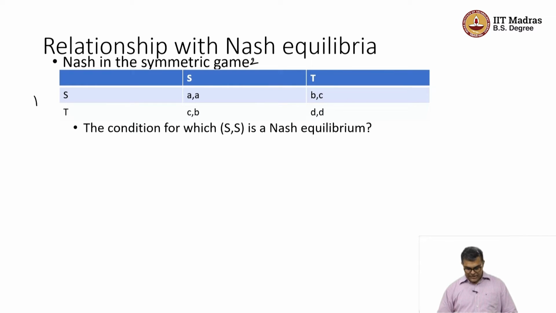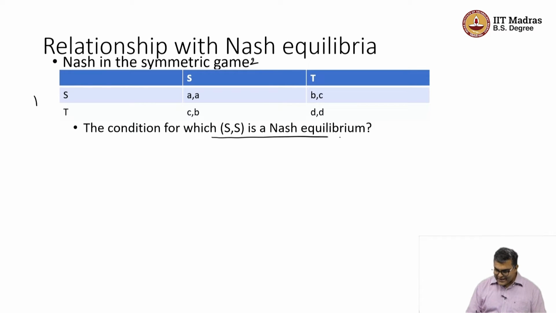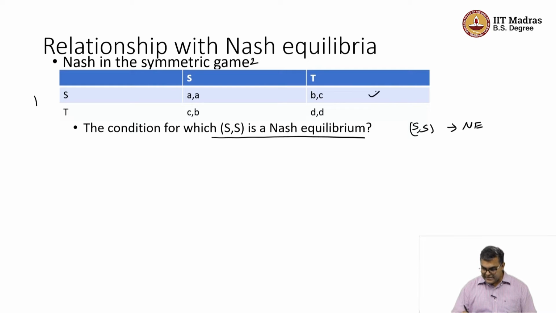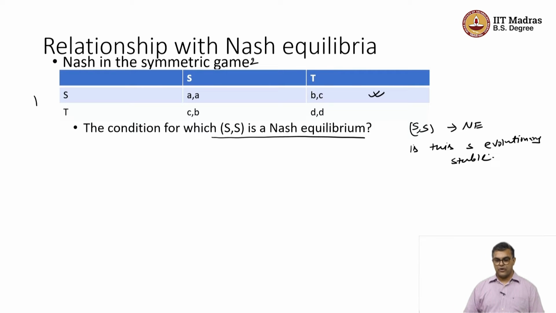Now, for the symmetric game, we have to obtain the condition for which S, S is a Nash equilibrium, because when we talk about evolutionary stable strategy, we will compare it with S comma S being a NE. In this same setting, is this S evolutionary stable? That is the comparison we are going to have.